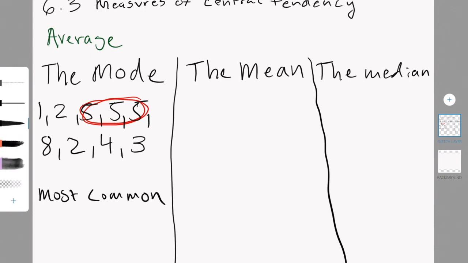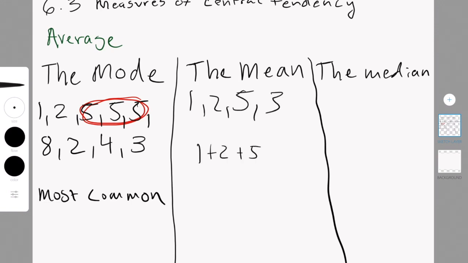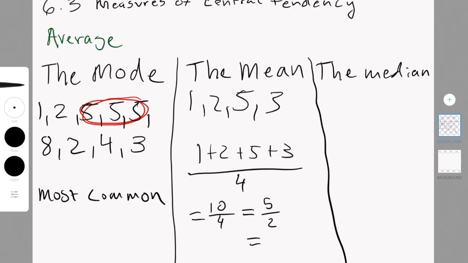The mean is all of the values added up divided by the number of values. When people mention averages, or ask what is the average of this, this is usually what they're referring to. This is the most common central tendency. So in this case, you add up the values and then divide by 4 because there are 4 of them. And the answer to this is 2.5.